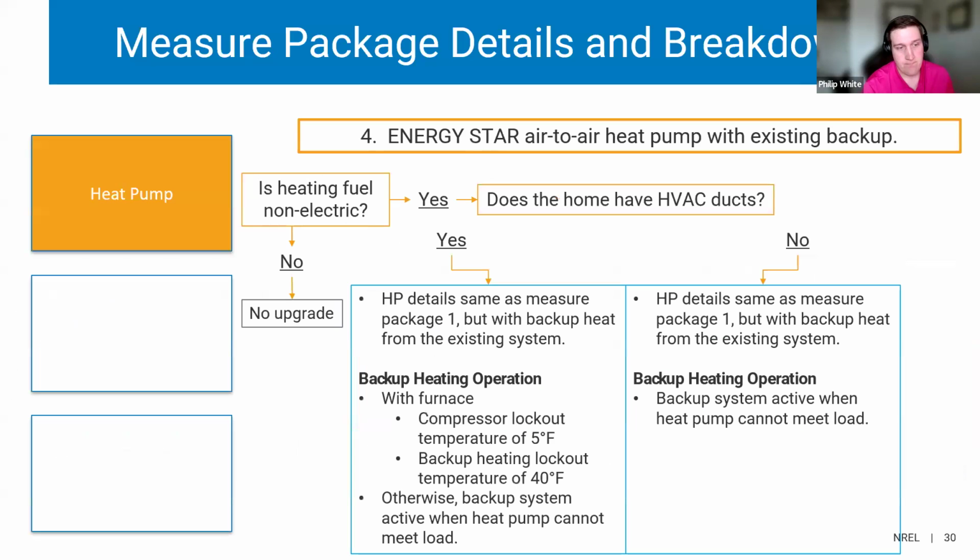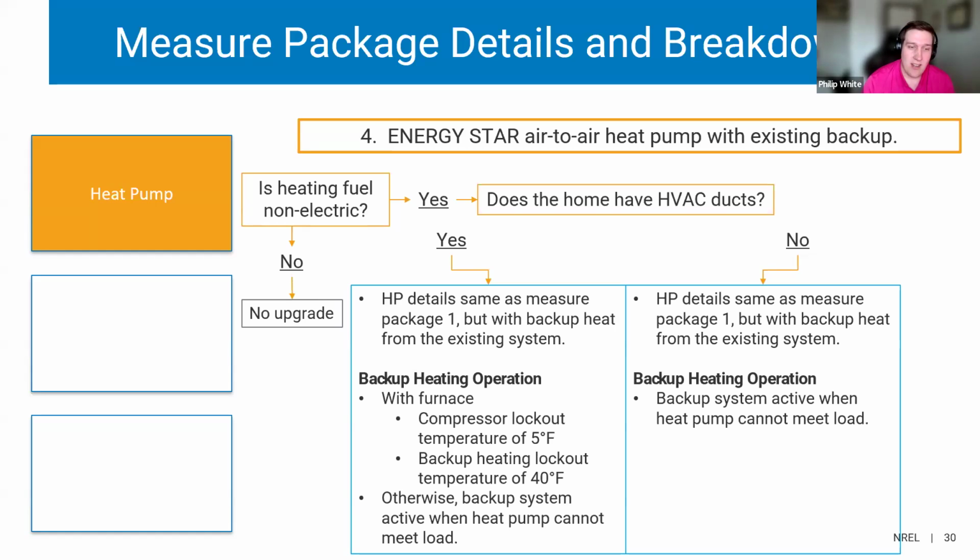So now let's pivot to a different style of heat pump. Measure package 4 is the Energy Star rated air-to-air heat pump we saw in package 1, but with backup heating provided by its existing heating system. This means that instead of swapping out the heating system for the heat pump, the existing system is retained to supplement the heating provided by the new heat pump. So a few notes on this.